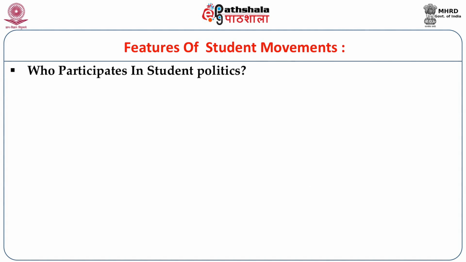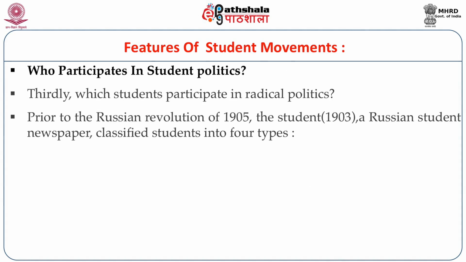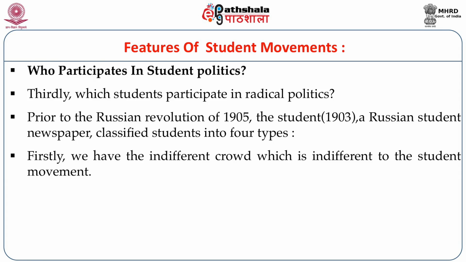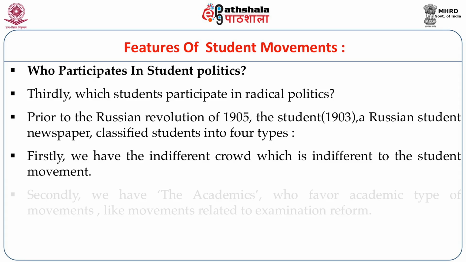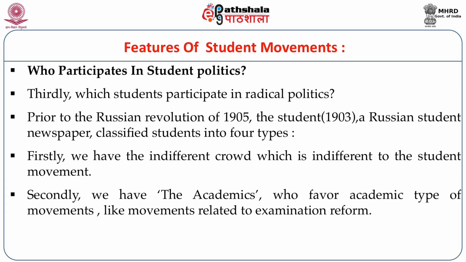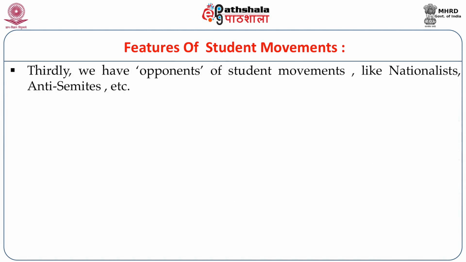Thirdly, which students participate in radical politics? Prior to the Russian Revolution of 1905, a Russian student newspaper classified students into 4 types. Firstly, we have the indifferent crowd, which is indifferent to the student movement. Secondly, we have the academics who favor academic type of movements, say movements related to examination reform. Thirdly, we have opponents of student movements, like nationalists, anti-Semites, etc.